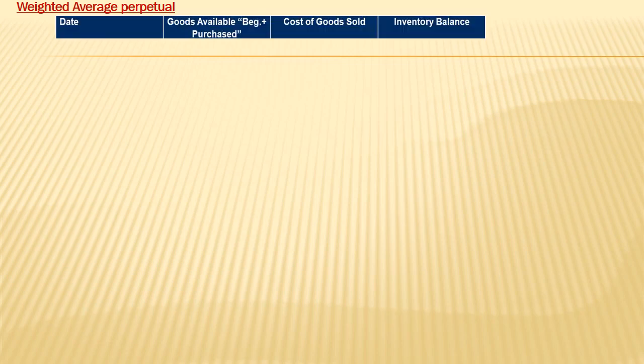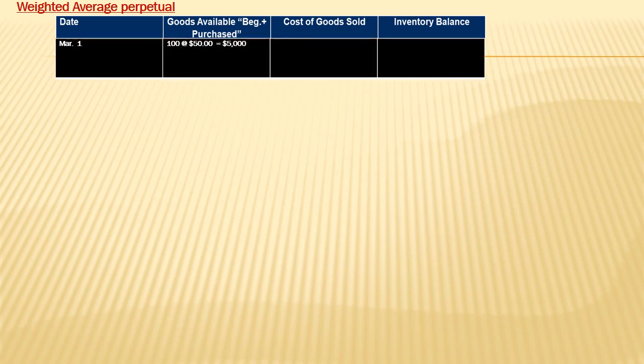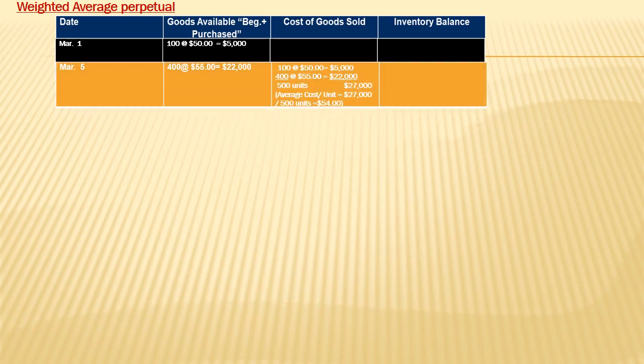Let's move to the weighted average under the perpetual inventory system. Starting with the same table and the same columns. On March 1, I started with 100 units at a cost of $50. Then on March 5th, I bought 400 units at a cost of $55. On March 9th, a sale transaction happened.